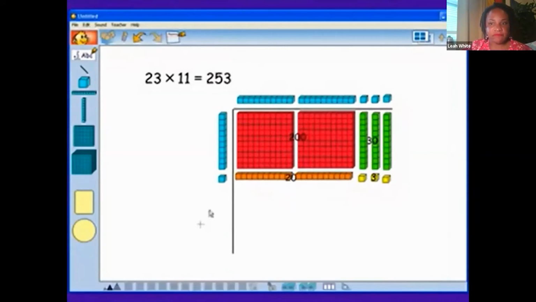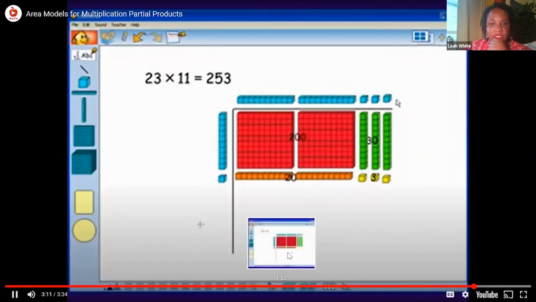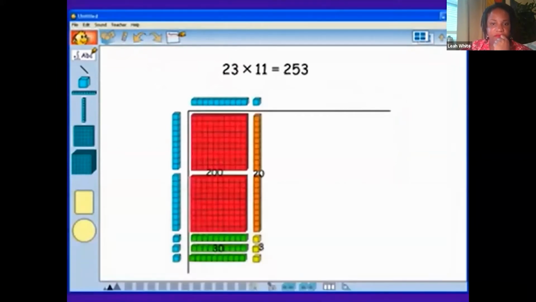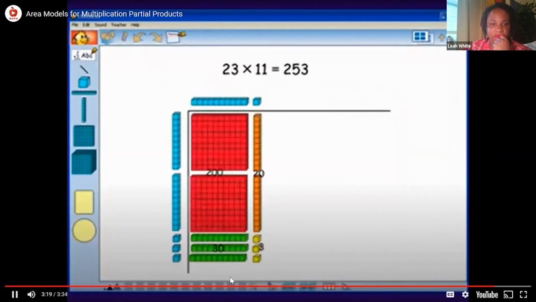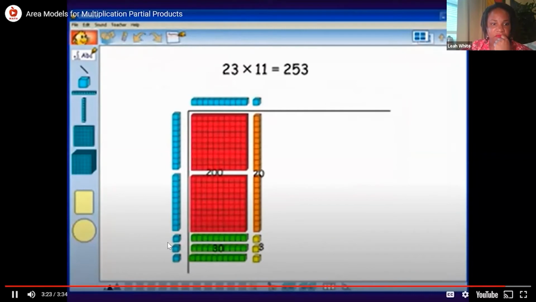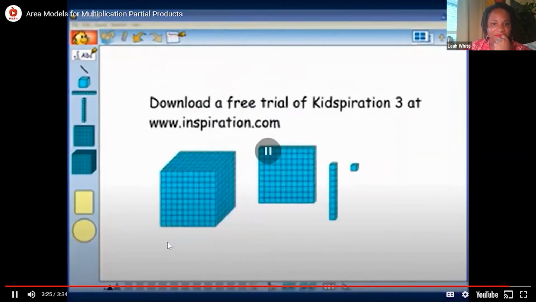Would it matter if I switched the sides of my rectangle so that I had 23 down the side and 11 across the top? When I'm done, I still have the same partial products, 200, 20, 30, and 3, which makes a total of 253. Kidspiration.